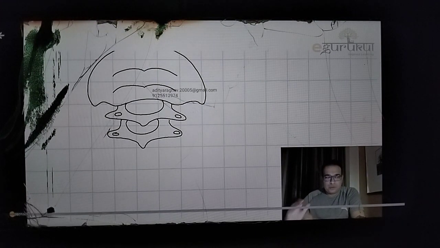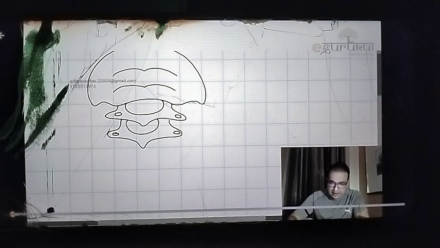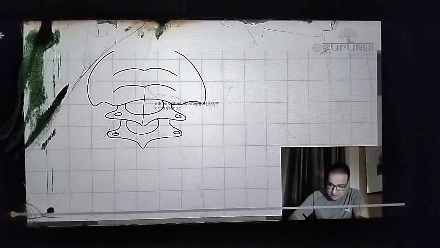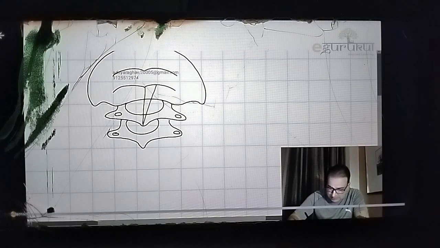Guys, rectus capitis posterior minor and major. Minor was more medially present and major was more laterally present. So here this is the inferior nuchal line. From and below the inferior nuchal line we have this muscle which is originating and inserting to the spinous process, or you can simply say posterior tubercle of the atlas. This is the posterior tubercle of the atlas where it is inserted. That is the minor muscle.